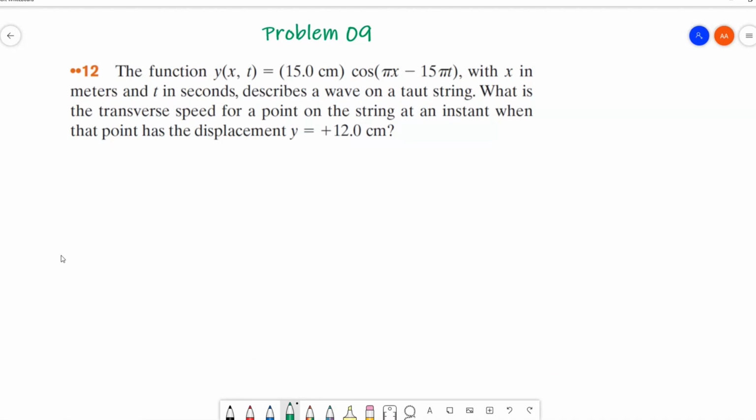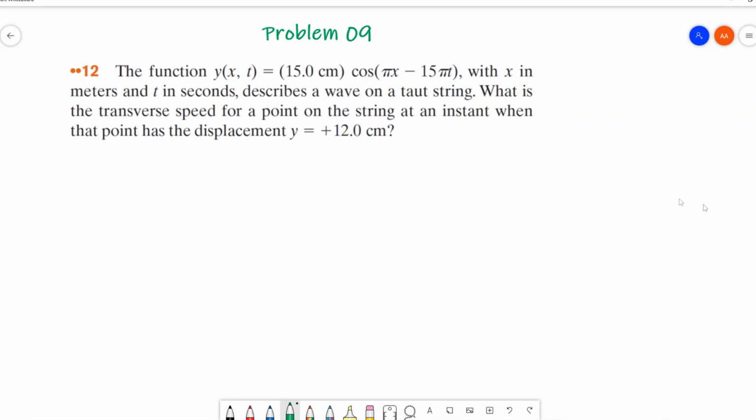Yes. Here, in this problem, I have a function. So here it's something which is oscillating. y of x and t equals 15 centimeter cosine of pi x minus 15 pi t, with x in meters and t in seconds, describes a wave on a taut string. The taut string, so it's taut. What is the transverse speed for a point on the string at an instant when that point has a displacement y equal to 12 centimeters?